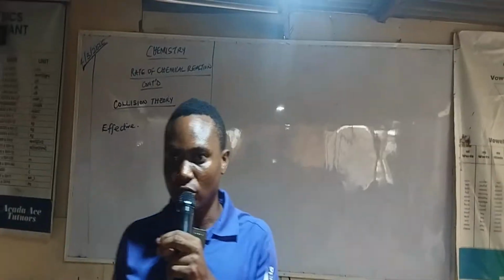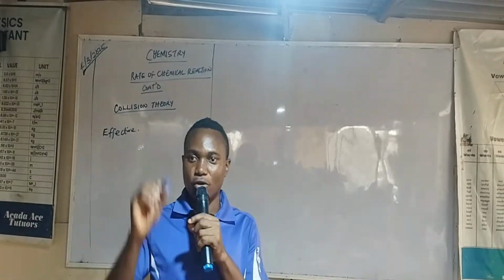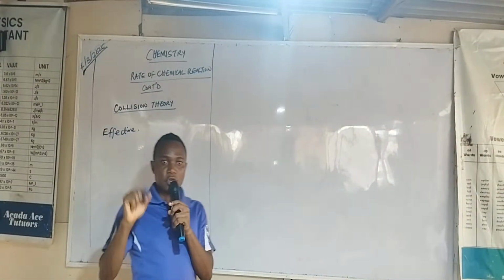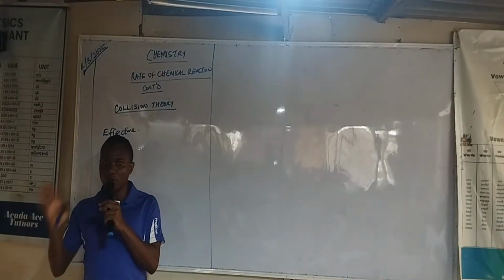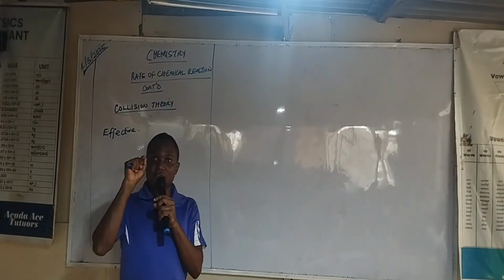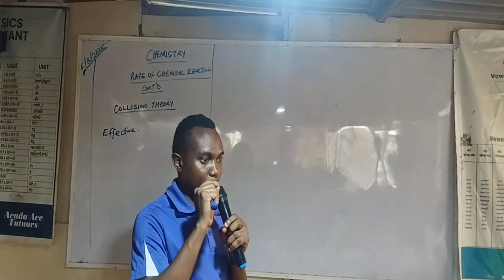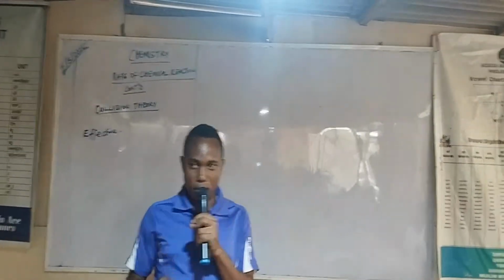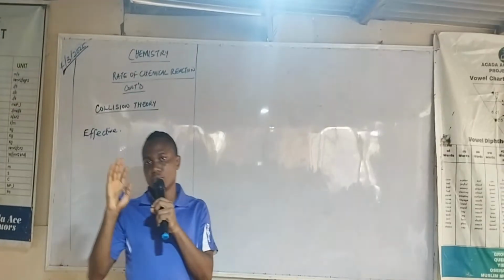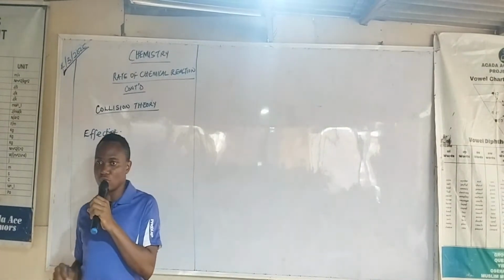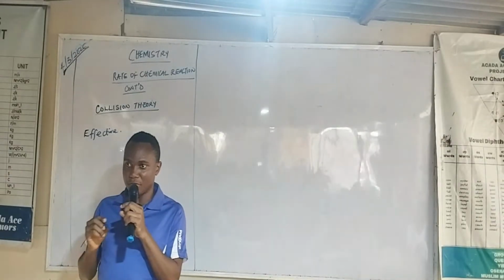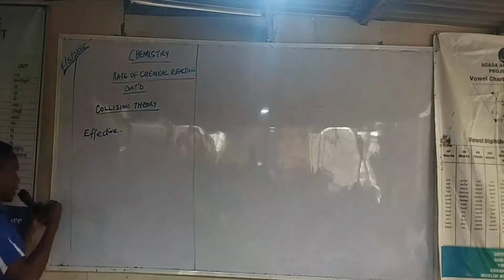Another part that determines effective collision is the orientation of the particles. So effective collision doesn't depend only on activation energy. Even if activation energy is reached, but the orientation of the particles is wrong, then we are not going to have the reaction going through. Then it will cause an ineffective collision. What do I mean by that?